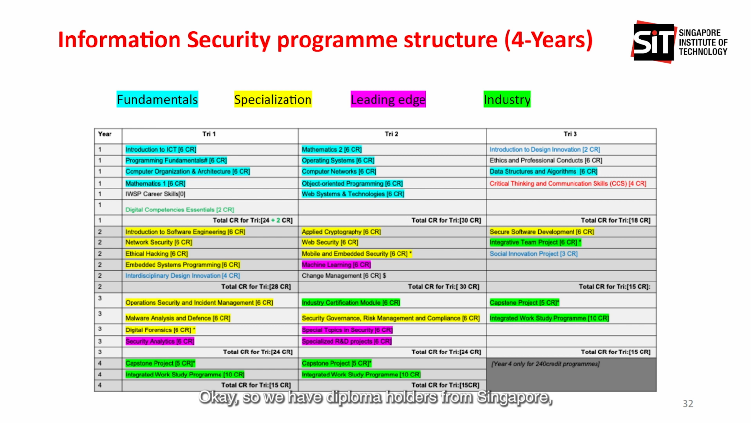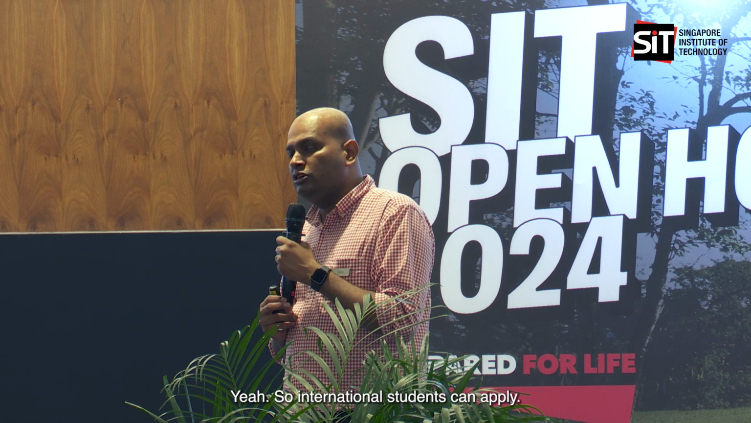Okay, so we have diploma holders from Singapore. We have junior college students from Singapore. We have international students from different streams. We have students from IB, CBSE, and Cambridge. So we have different international students coming in. However, 90% of our students are poly background students. Because of that, there is a learning curve for A-level students or students coming from a junior college or equivalent stream. But we have very good bridging practices, and students usually catch up. Yeah, so international students can apply.